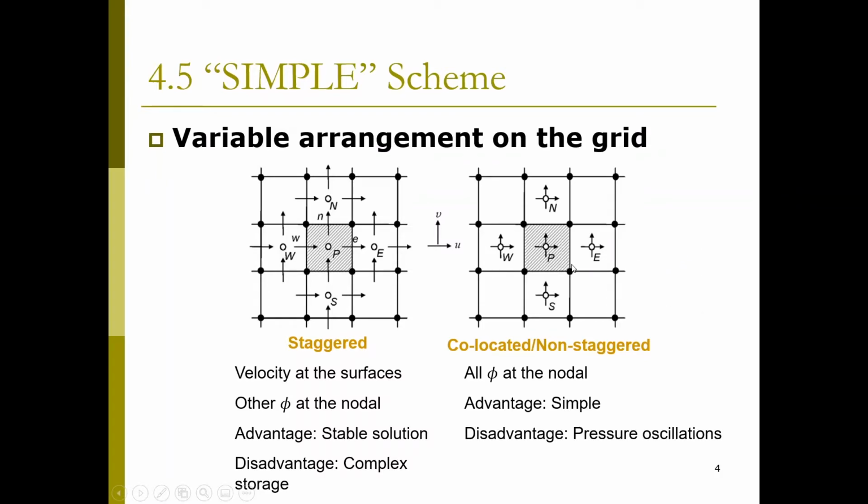So the coupling between the velocities and the pressure is not as strong as staggered because there's an axis of oscillations in pressure, which will cause the problems to be hard to converge compared to staggered. So the disadvantage of staggered initially is the complexity in storage, because the velocity and the other variables are located at different parts in this grid, whereas for the non-staggered, they are all located at the same locations.